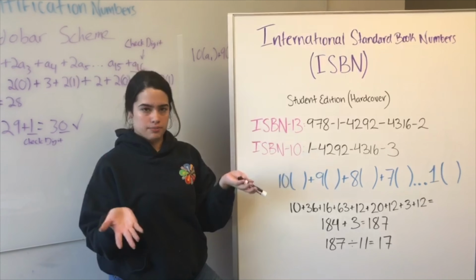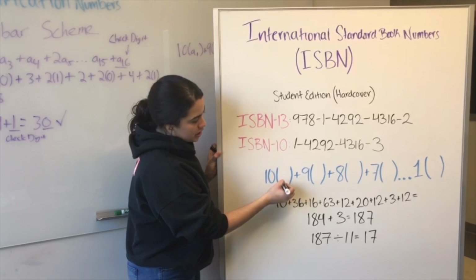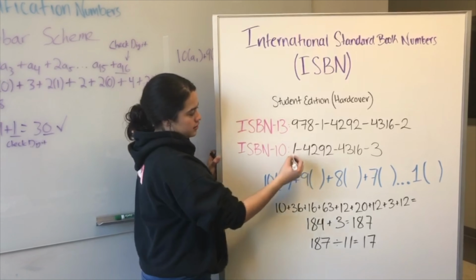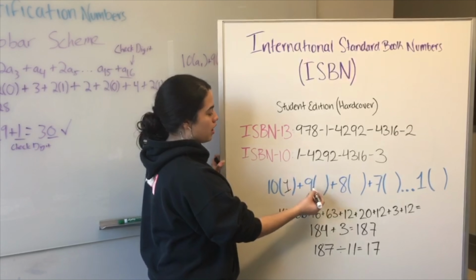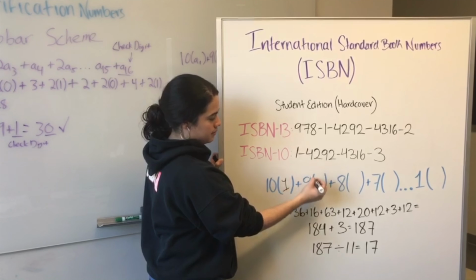So now I'm going to teach you how to find the error mechanism for the ISBN numbers, and this is the formula for it. There are 10 different numbers in the ISBN. You take number 10 and multiply it by the first number, which in our example would be 1. So 10 times 1.